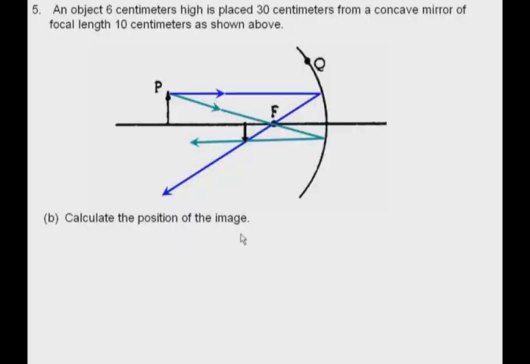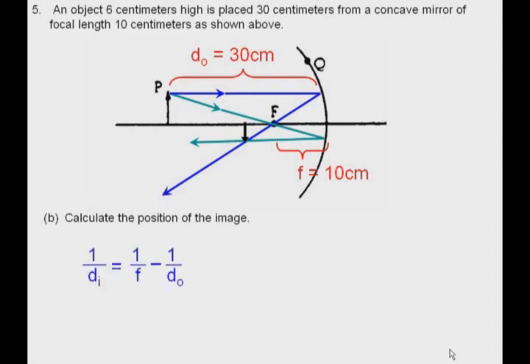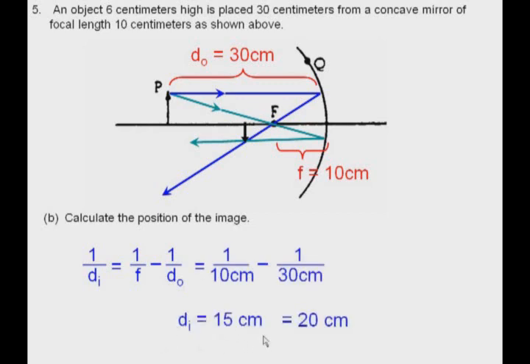Calculate the position of the image. They gave us the distance of the object and the focal length, so we can use the lens formula. 1 over di equals 1 over f minus 1 over do. That comes out to 15 centimeters, and then we're rounding to one significant digit, which is 20 centimeters.